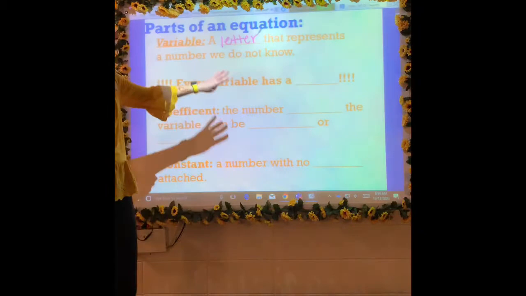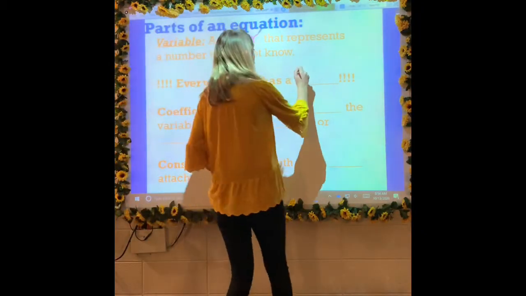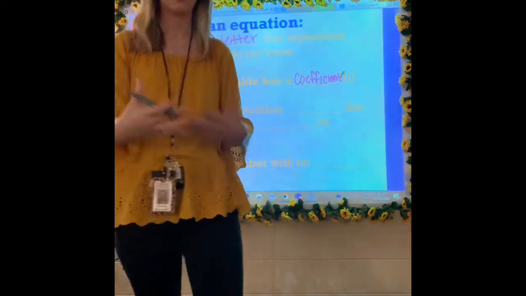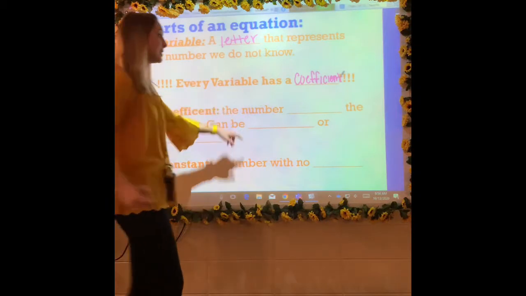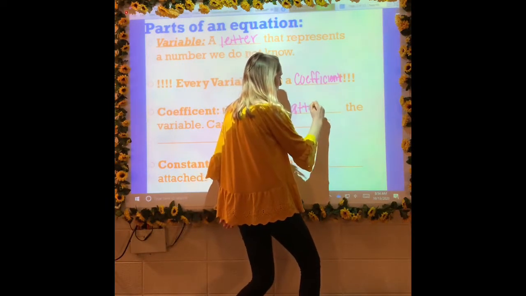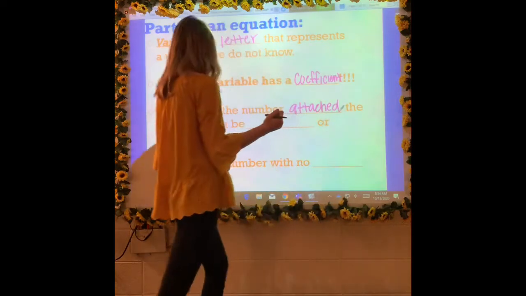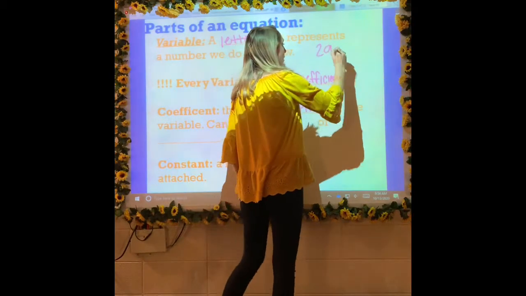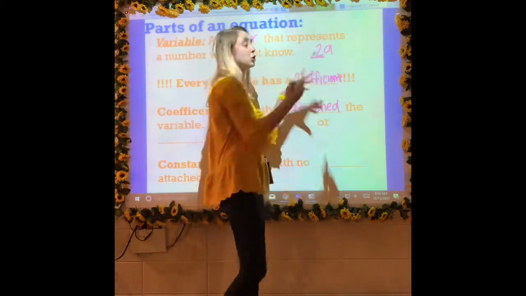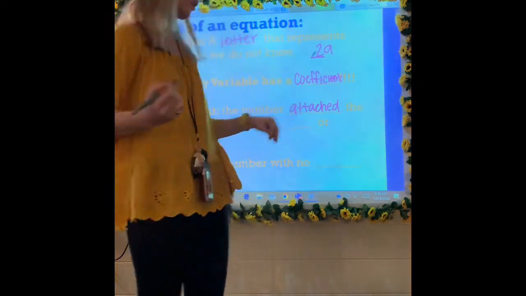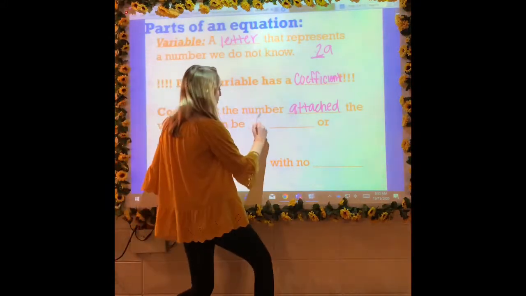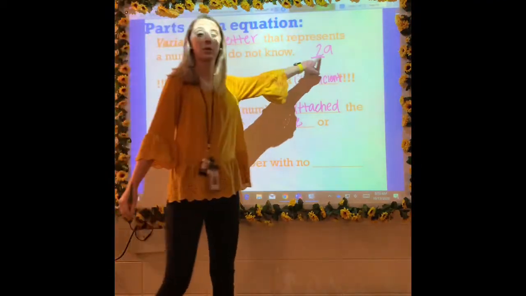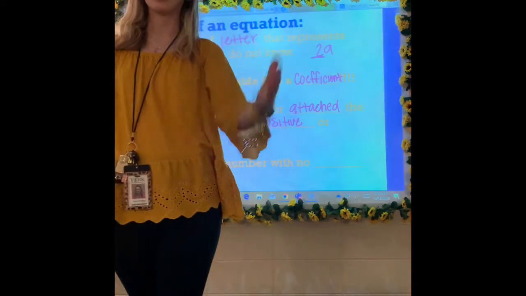All right, and then every variable has a coefficient. We'll talk more about a coefficient because that's the next one. A coefficient is the number attached to the variable, okay? A lot of times y'all have seen something like 2a. Well, 2 is the coefficient, because 2 is attached to that variable and it's always in front, okay? The coefficient can be positive or negative.